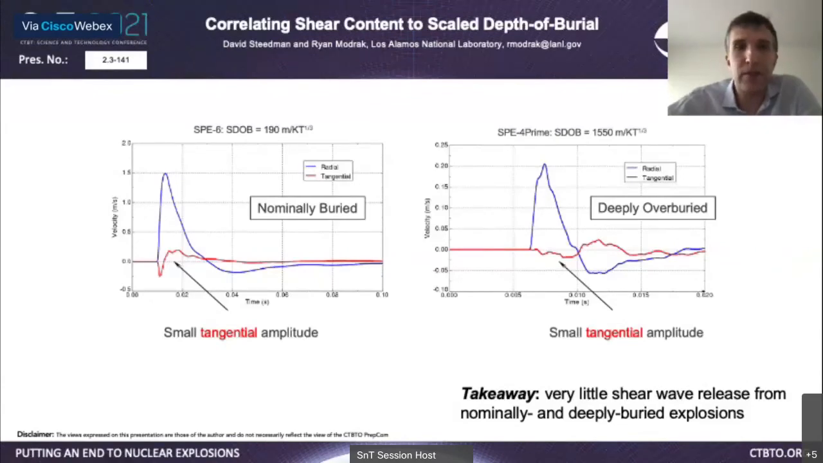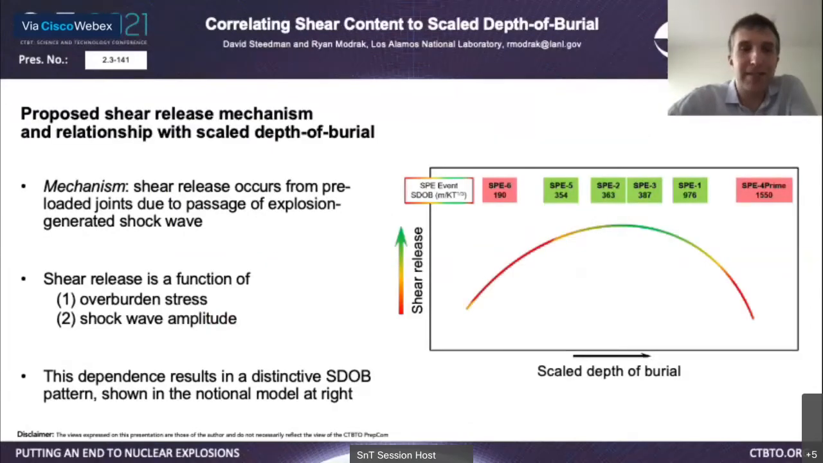Moving on, these next two panels are for an underburied explosion on the left and a deeply overburied explosion on the right. In both of these two cases, however, there is very little tangential motion, much less than in the previous slide. And so this raises the question, what could be happening here to explain this reduced shear release? Well, we have some ideas.